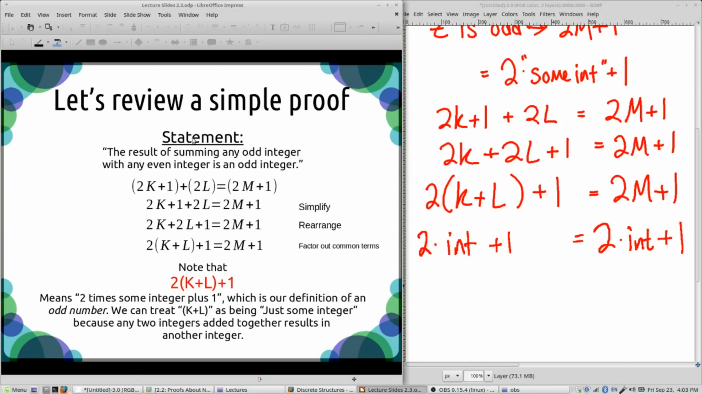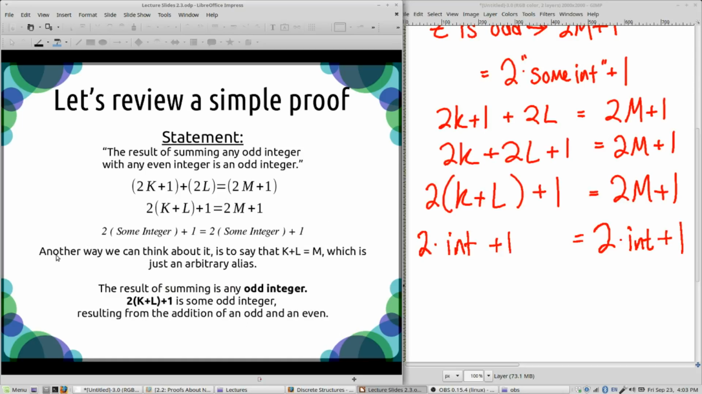So over here, we're going through that. We're swapping out the variables, simplifying, rearranging, factoring out the common term of 2, and now we have 2kl plus 1, and this is an odd number, just some integer, which is represented here, and that's our proof. So if this helps at all, you can just think about it as 2 times some integer plus 1 is equal to 2 times some integer plus 1.